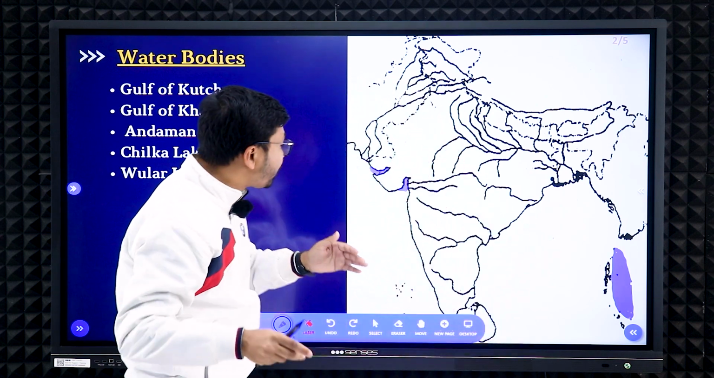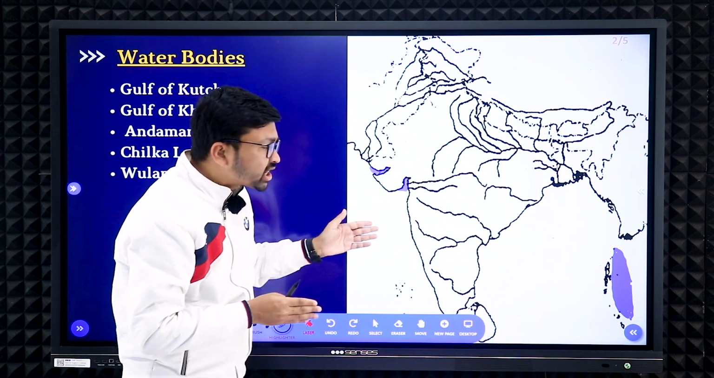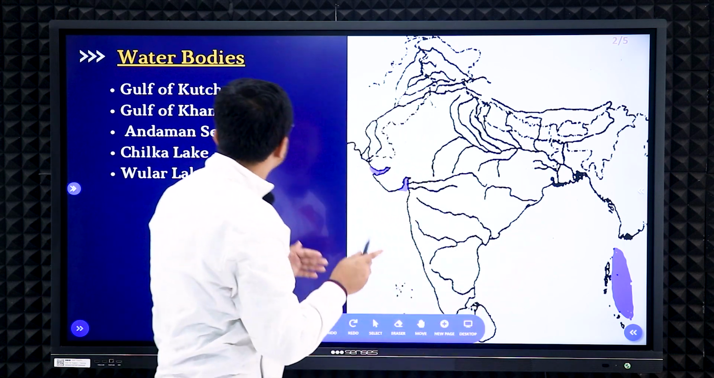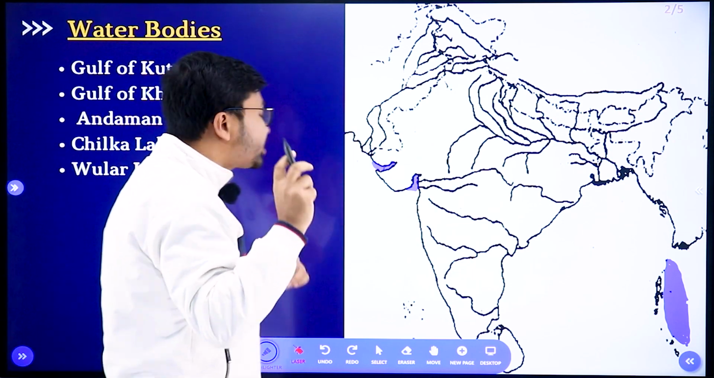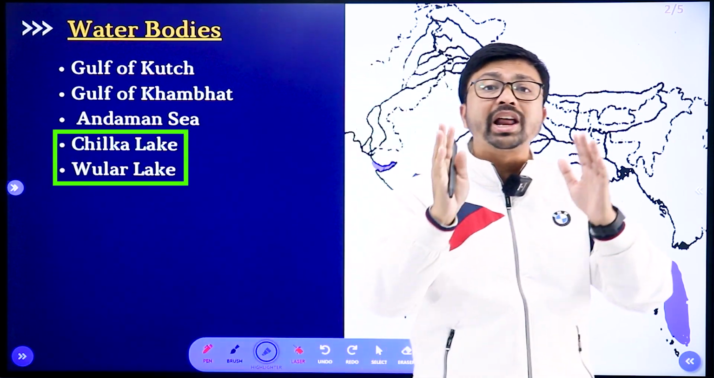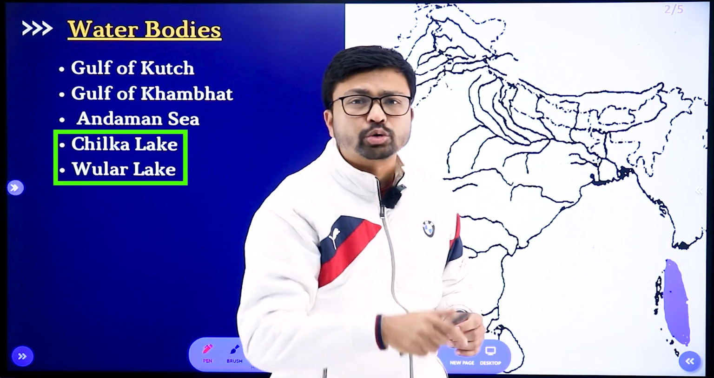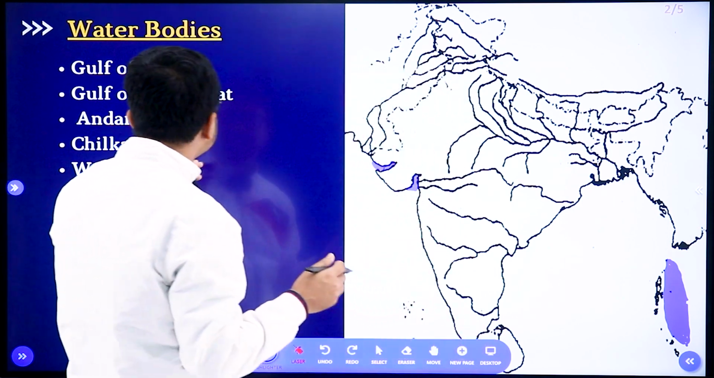So 3 major water bodies. First one, Gulf of Kutch. Next, Gulf of Khambat and the Andaman Sea, right? And next, as I said, you need to do the 2 lakes. That is the Chilka Lake and the Ular Lake. These 2 lakes are there in your syllabus for 2023. So let's start with the Chilka Lake.